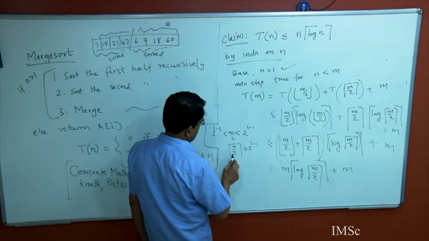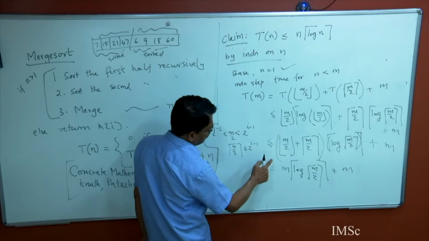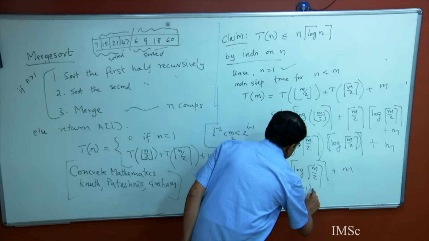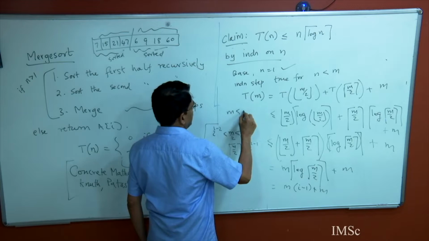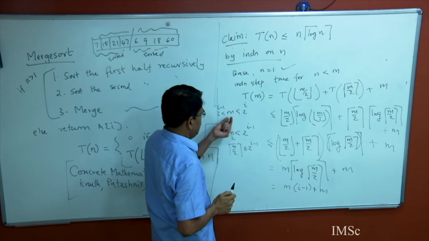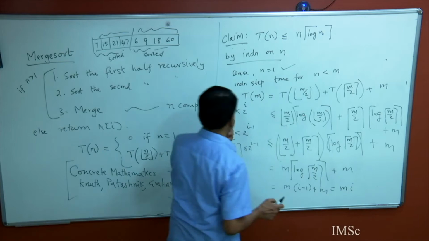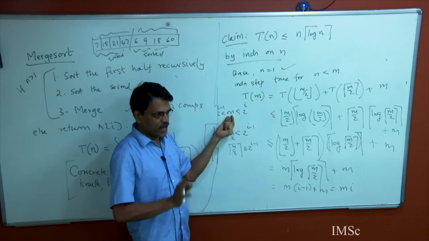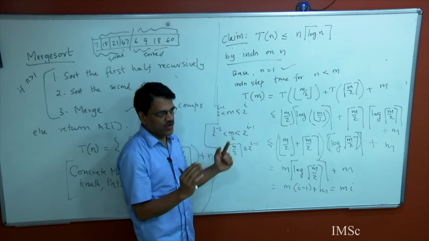And so, when I take log and take the ceiling, it can at most become I minus 1. So this would be equal to m into I minus 1 plus m, where m is like this. So this will be m into I. And what is I? I is exactly ceiling log m, because when I take log m, it will be a number between I minus 1 and I. So when I round it up, it becomes I log m.